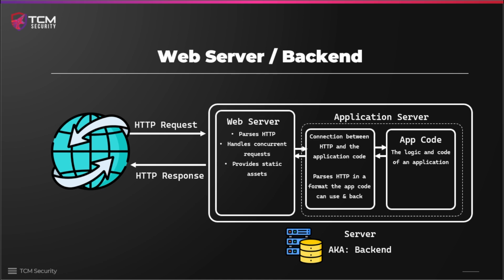So as an HTTP request comes in, it's handled by the web server. If the request is for a static asset like an image, it will just respond with that, and it also deals with parsing HTTP and can handle concurrent requests. If an HTTP request needs to be passed to the application for processing, then it's sent to the application server, and there is a component in here that passes that HTTP string into something that the application code can ingest and deal with. And once it returns something, for example, let's say it returns an array, the application server will then convert that to HTTP and pass it back to the web server.